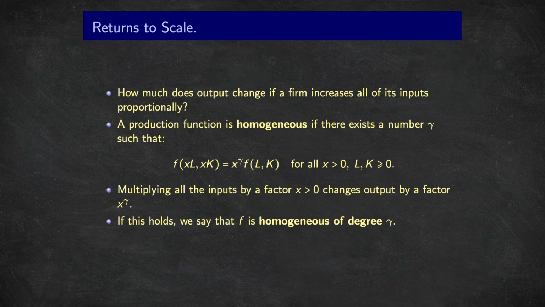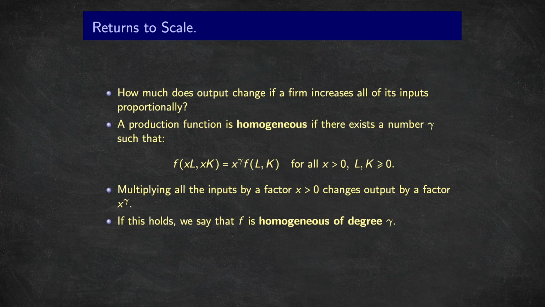To develop this idea, first a mathematical definition is required. We will say a production function, or indeed any function, is homogeneous if there exists a number gamma such that the following equation holds. Here I've got a function f, a production function, and I've multiplied labour and capital both by a positive number x greater than 0. So I've got f of x times L and x times k. If x were equal to 2, I'm essentially saying the output from doubling my labour and doubling my capital. Now, if this is equal to the production function f evaluated at L, k, but multiplied by x to the power gamma, where gamma is a constant, then we say the production function is homogeneous.